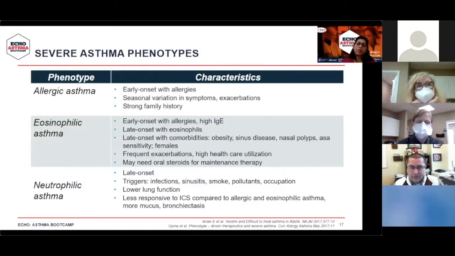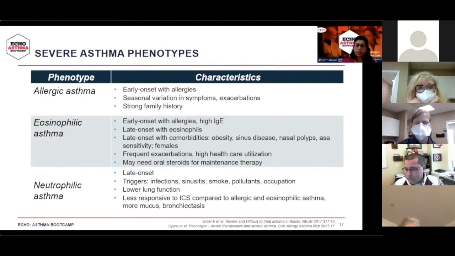Like I said, some of these phenotypes are a little bit better understood. A lot of this information has come out of the SARP, or the Severe Asthma Research Program, which took a cluster of patients who had difficult to control severe asthma and tried to understand their characteristics and group them according to their characteristics, or the phenotypes. And these are the three relatively better understood asthma phenotypes.